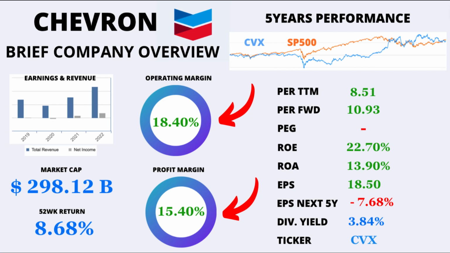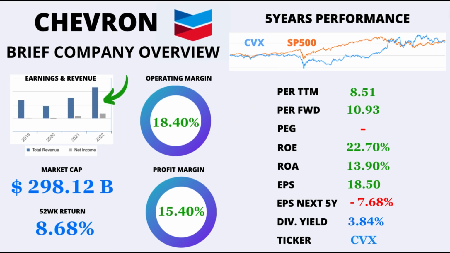The operating margin, which measures the percentage of revenue remaining after deducting operating expenses, stands at 18.4%. Meanwhile, the profit margin, which assesses the company's ability to generate profit from each dollar of revenue, is at 15.4%. Now, let's explore the evolution of Chevron's profits and income over the last 5 years. The trend has been very positive, with steady growth in both profits and income, showcasing Chevron's ability to adapt and thrive in the dynamic energy market.